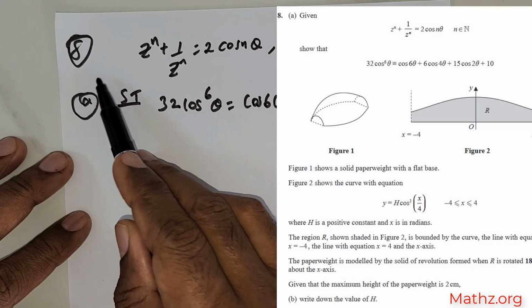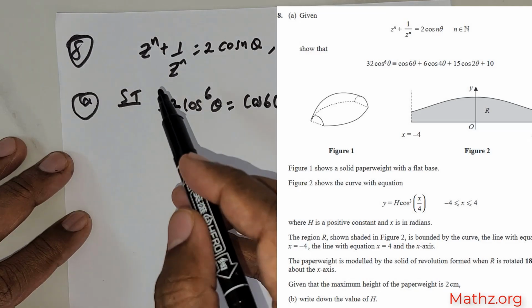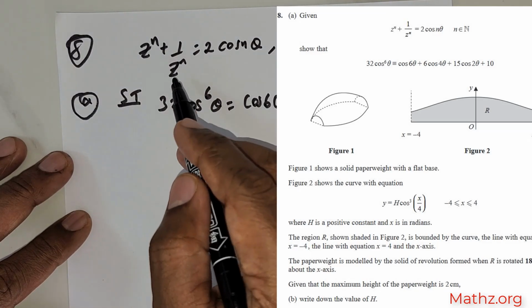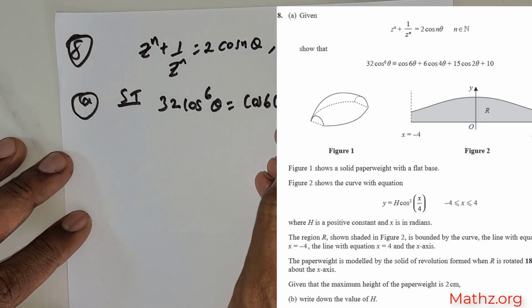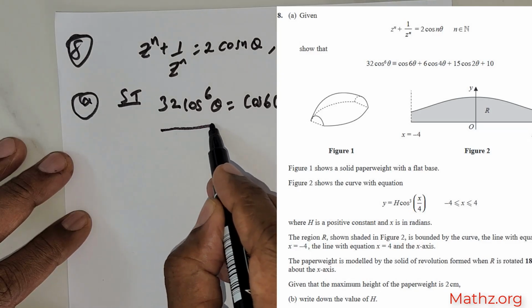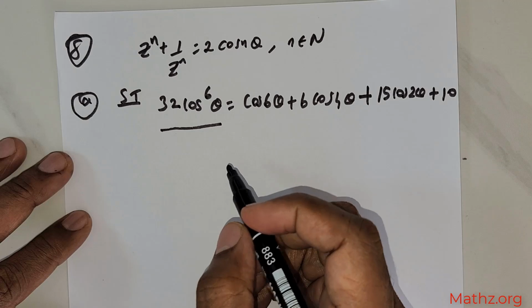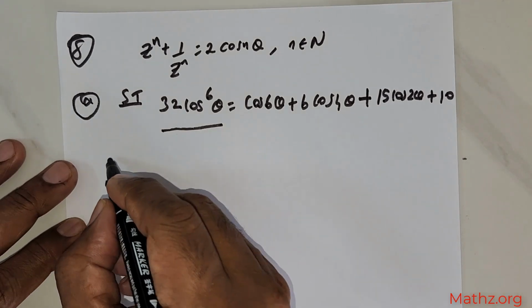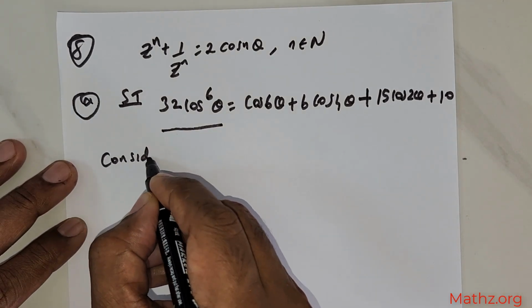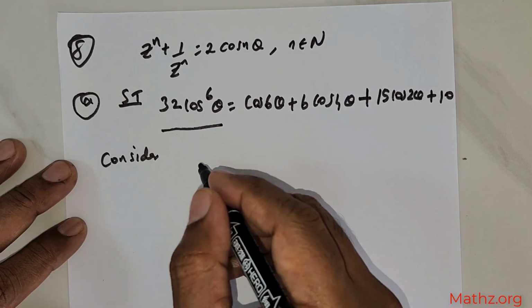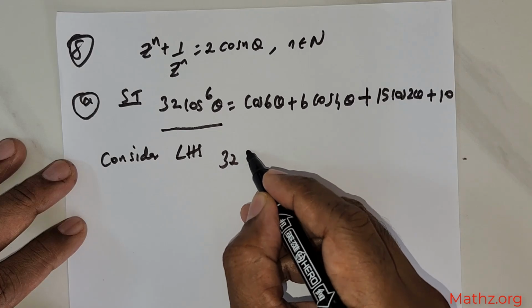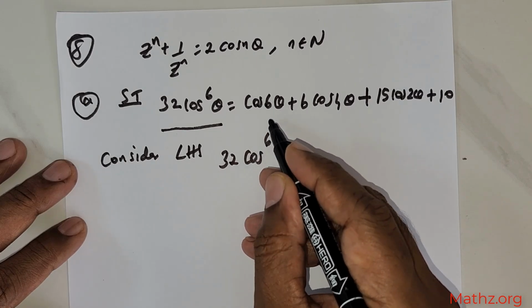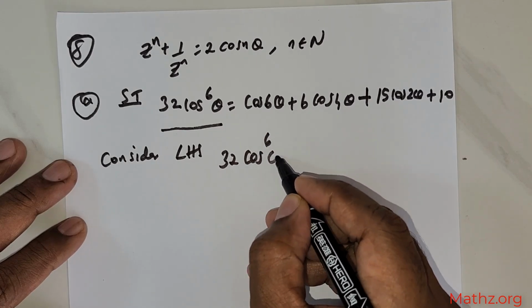Now we've been given this information, z raised to the power of n plus 1 over z raised to the power of n is equal to 2 times cos n theta, where n is an element of natural numbers. We are expected to show this left side is equal to right hand side. Now foremost, what I wish to do is I will start off by stating, consider the left hand side. So we got 32 times cos raised to the power of 6 theta.